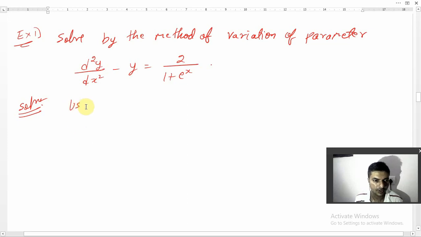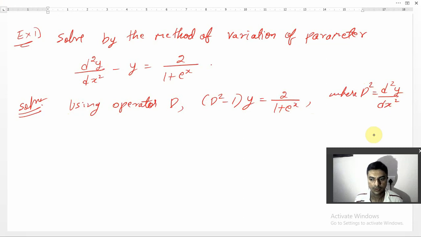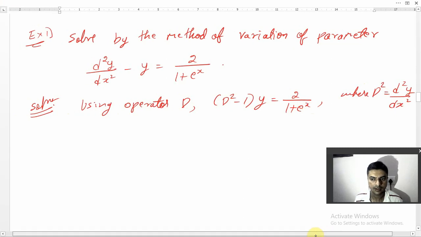So using the operator D, I think everybody knows how to use the operator D. I am going to take this as d square minus 1 y is equal to 2 upon 1 plus e raised to x, where please remember, students, what is d square? It is d square y upon dx square. You must be knowing this, and you have already come across this.